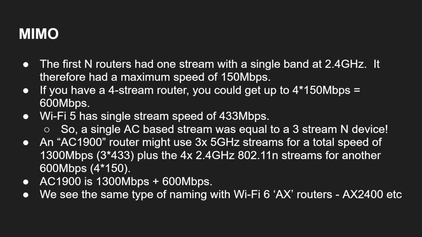And when you hear them talking about an AC 1900 router, well, that might mean it uses 3 5 gigahertz streams for a total of 1,300 megabits a second, 3 times 433, plus also 4 times 2.4 gigahertz in the N streams for another 600 megabits per second. So when you add those together, you get 1,900 megabits a second. But here's the point: your single device, your smartphone, your laptop can't use all of that. Okay, so this is where we're seeing it's for the overall throughput.